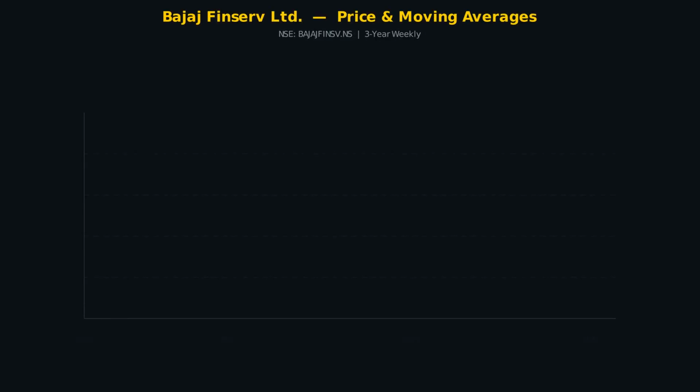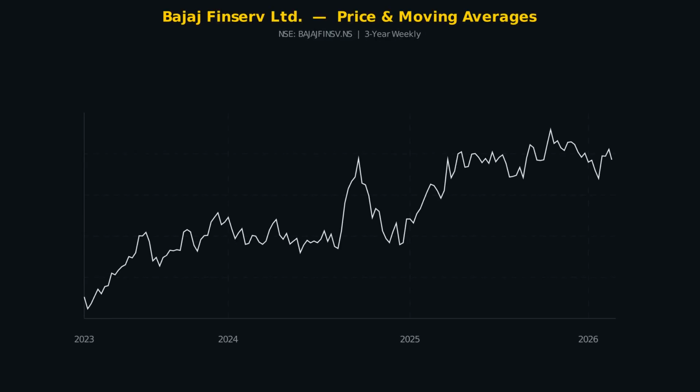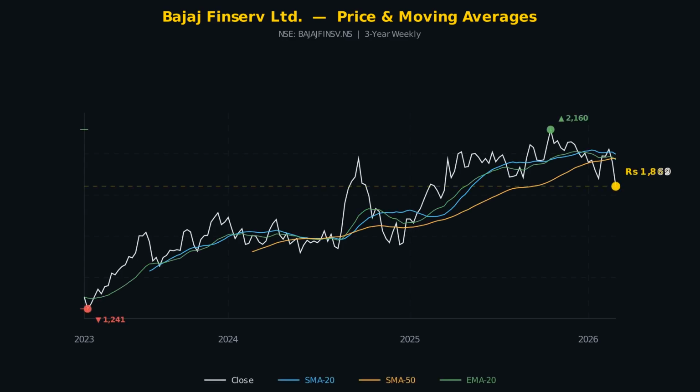Bajaj Finserv Ltd. is currently at Rs 1,869. The SMA 20 is at 2,033 and the SMA 50 is at 2,012. Price is below the 50-period average, indicating a downtrend. Watch how the moving averages act as dynamic support and resistance throughout the 3 years of price history shown here.